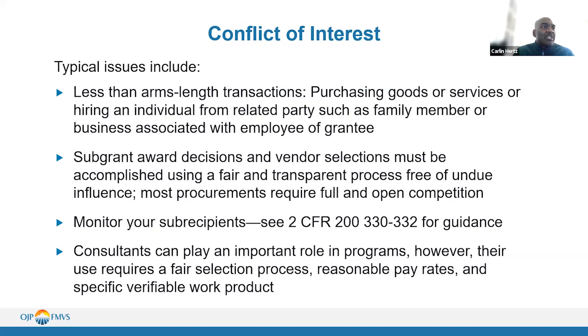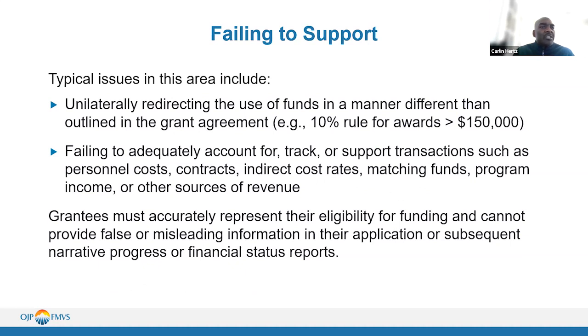Also, sub-grant award decisions should be fair and transparent. Most procurement requires full and open competition. And lastly, I can't stress this enough. If you have sub-recipients, make sure you monitor them. They are your responsibility. And for additional guidance on that, you can look at 2 CFR 200.330 through 332. And lastly, if you plan to use consultants, just be mindful to use a fair selection process, reasonable pay rates, and specific work products.